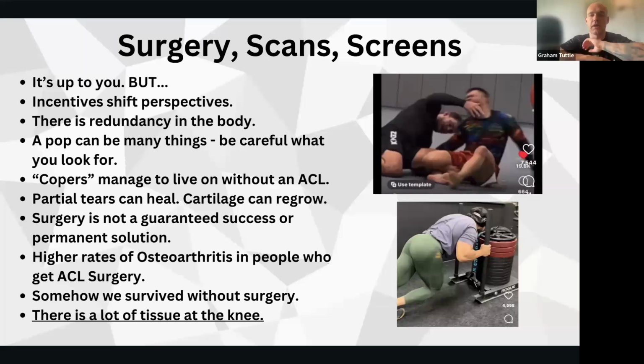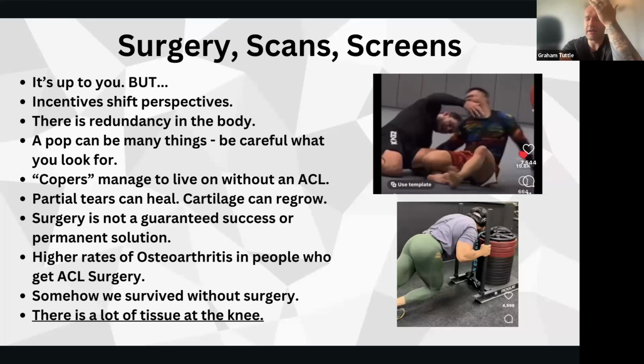The thing I'll talk about when it comes to surgery is that there is redundancy in the body. If you look at the ACL, and we'll look at some pictures in a moment, it's a very small little stretch of tissue. The forces on this thing are like the seatbelt in your car. If you're relying on the seatbelt, a lot of other stuff went wrong. And this comes with the scan. This is the idea that the pop can be many things.